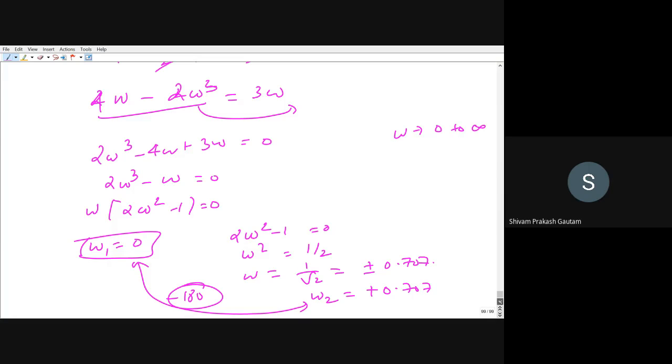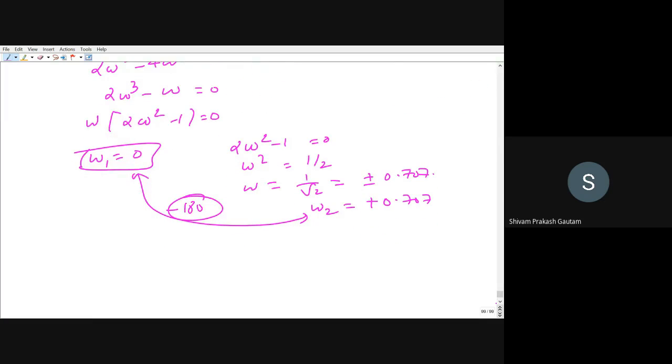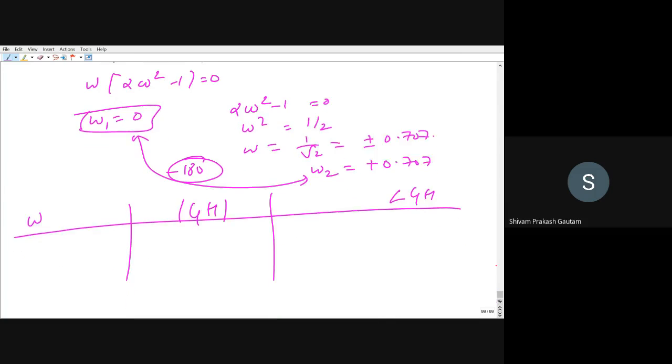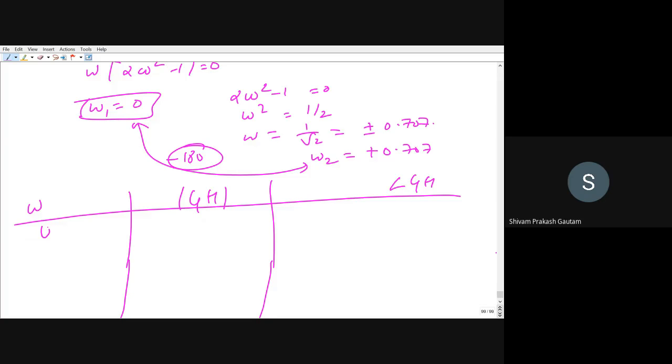So how will you have to build the table? The first column is omega, the second column is magnitude, the third column is phase. What you have to do is again vary omega from 0 to infinity. That is for sure, 0 and infinity. These two are fixed. But you can see when you are starting from 0, its phase is minus 180 degree, and when you reach 0.707, its phase is minus 180 degree again.